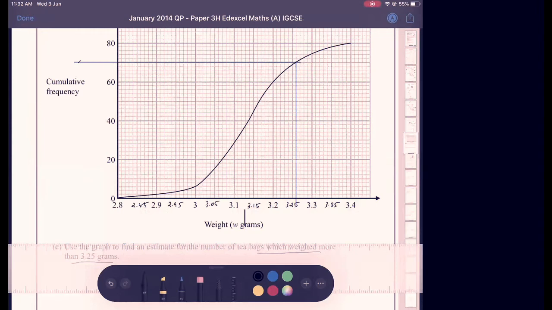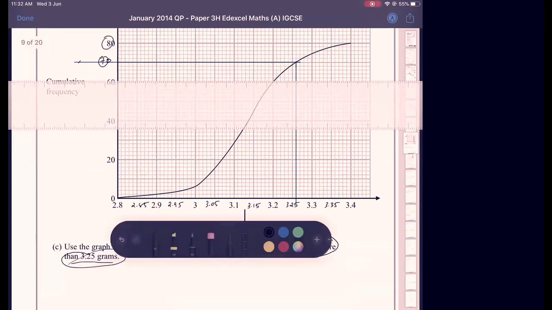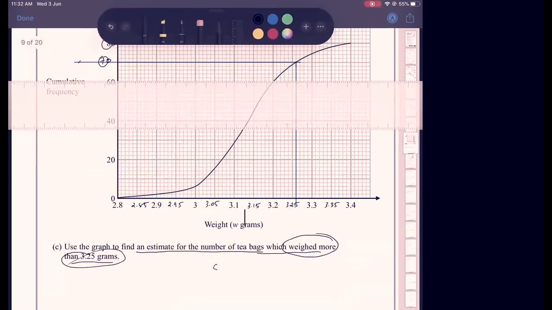So the question is to use the graph to find an estimate for the number of tea bags which weigh more than 3.25. More than means it starts from 70 and reaches up to 80. So what is the difference between 70 and 80? 80 minus 70 is equal to 10. So 10 tea bags weigh more than 3.25.